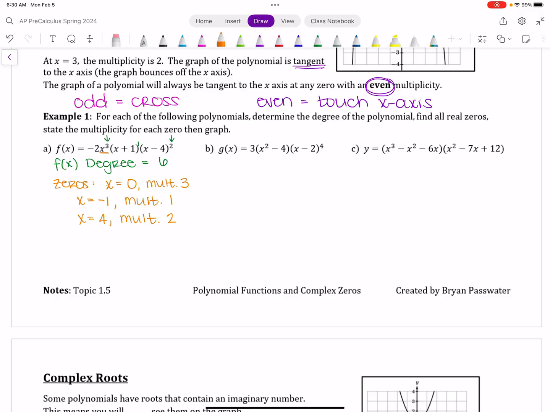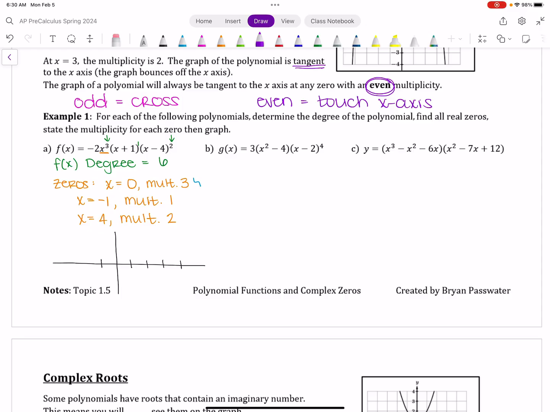So if we want to sketch our general graph going from -1 up to 4, we know at -1 we are going to cross. At 0 we're also going to cross. It's just going to be a little bit of an S curve. And at 4 we're going to bounce off.